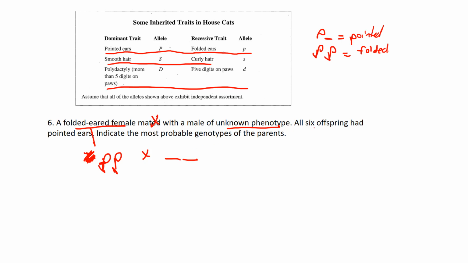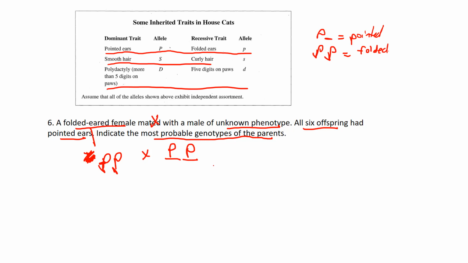So then we're going to look at offspring. All six offspring have pointed ears. And it's saying all of them have that. So indicate the most probable genotypes of the parents. Well, we know one parent. We know the female. Because she's folded, she has to have little p. But because all of the offspring were the dominant pointed, we can guess the most likely genotype of this parent is going to be a capital P, capital P.